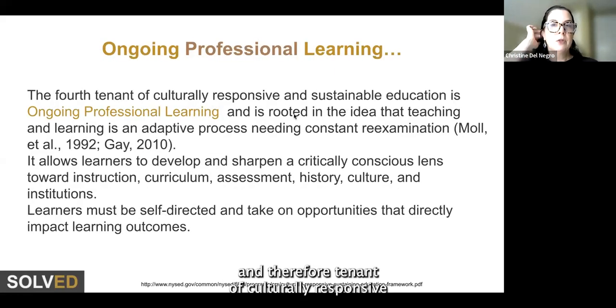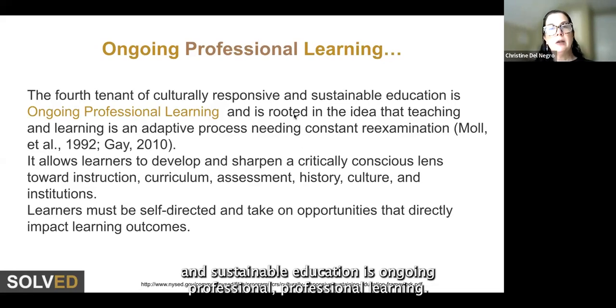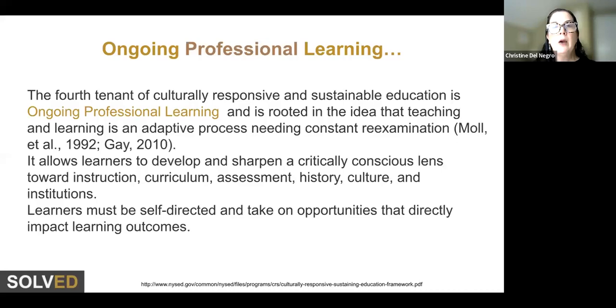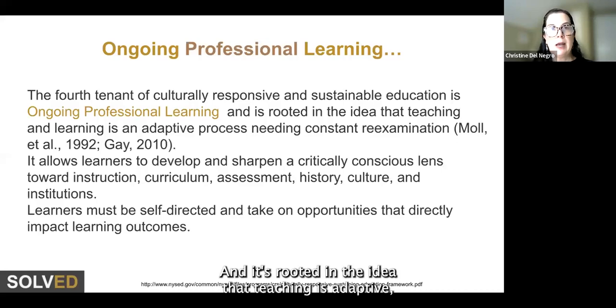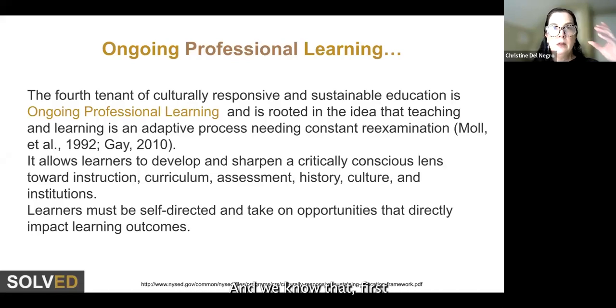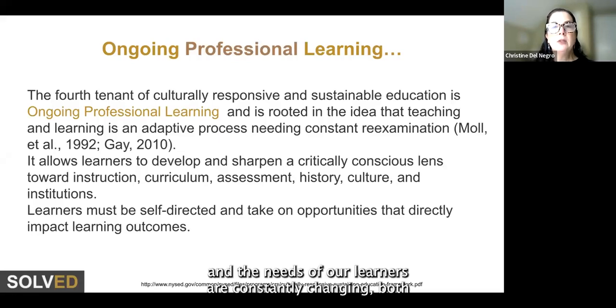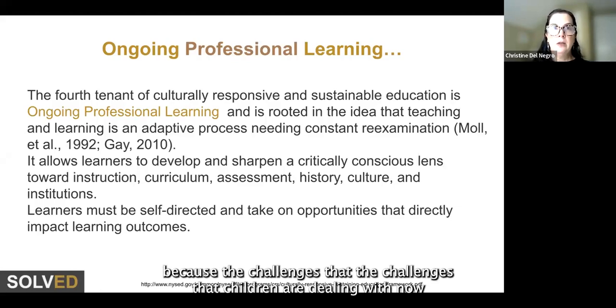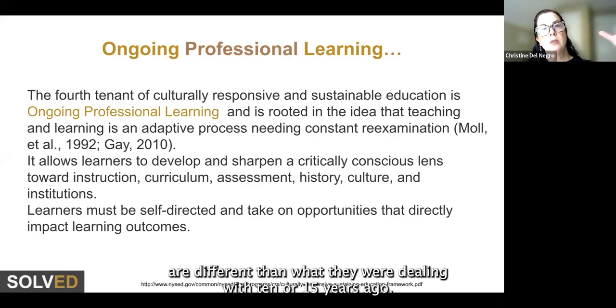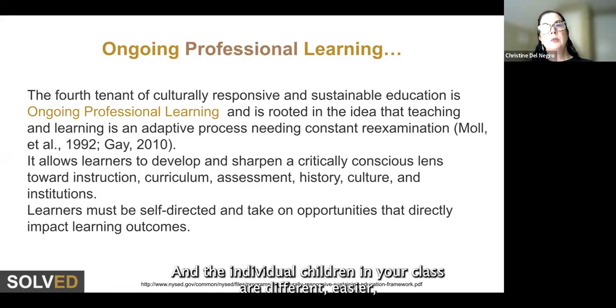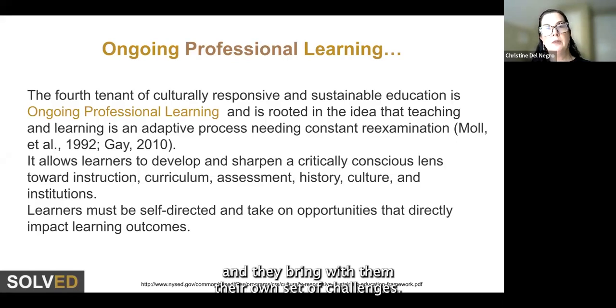And the fourth tenet of culturally responsive and sustainable education is ongoing professional learning. And it's rooted in the idea that teaching is an adaptive process that constantly needs re-examination. And we know that, first of all, educational theory is constantly changing, and the needs of our learners are constantly changing, both because the challenges that children are dealing with now are different than what they were dealing with 10 or 15 years ago. And the individual children in your class are different each year, and they each bring with them their own set of challenges.